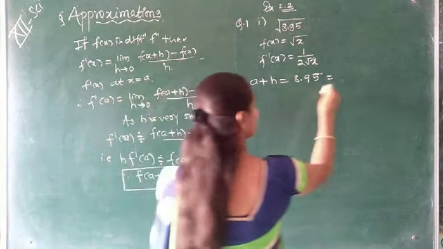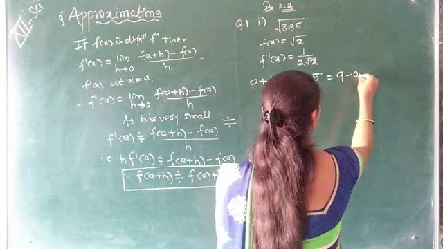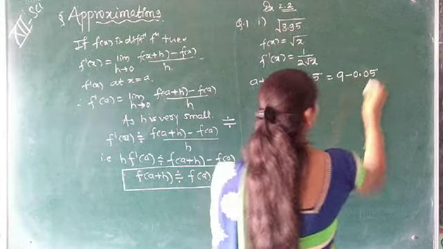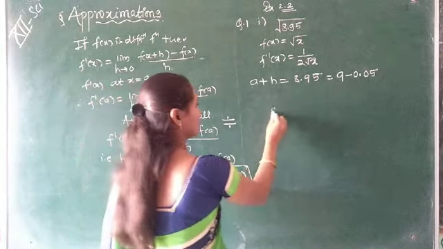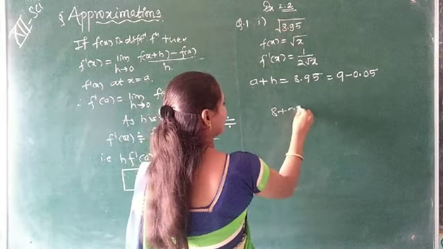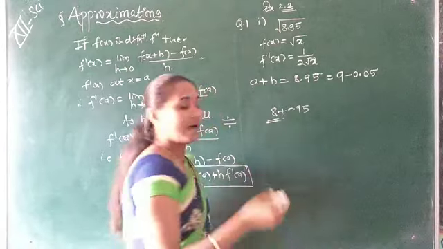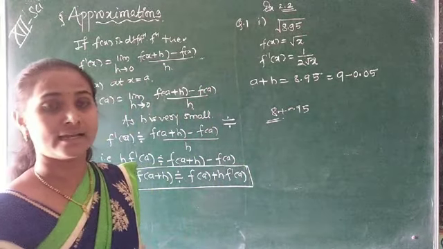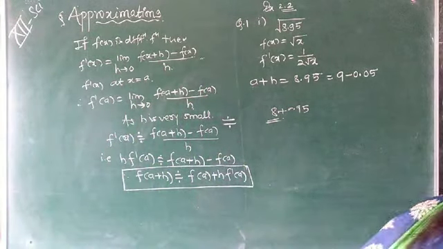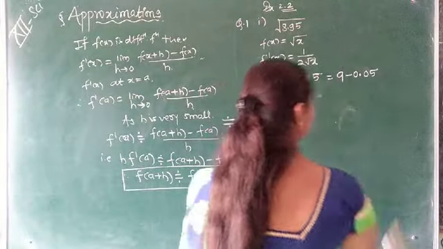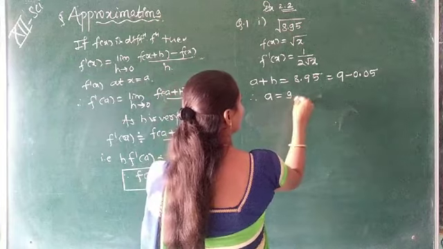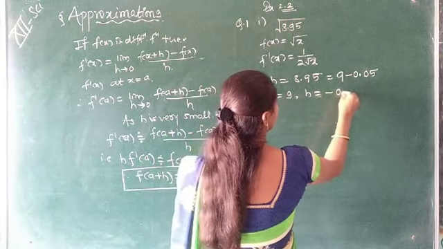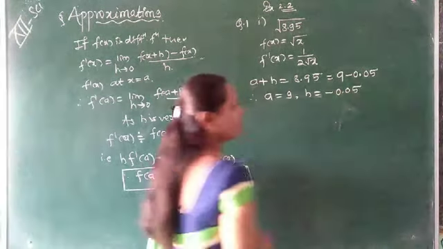So this 8.95 can be written as 9 minus 0.05. 8.95 can be written as, do not write numbers randomly, do not write 8 plus 0.95. Find a nearby number whose square root can be found. So this number is 9 minus 0.05. Since a is equal to 9 and h is equal to minus 0.05.